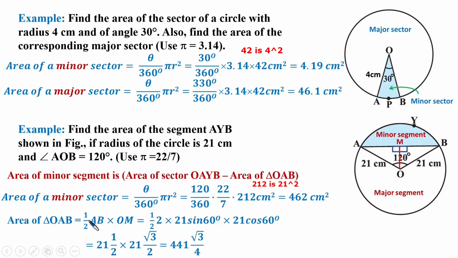The area of a triangle is half of AB times OM, that is the height, half of base. This angle is 120, so this angle will be 60. So I can always say that AM is nothing but R sine 60. R is your 21, so 21 sine 60. But the total AB will be 2 times R sine 60. Here I have written 2 times R sine 60. This is this half. And OM is nothing but R times cos of 60.